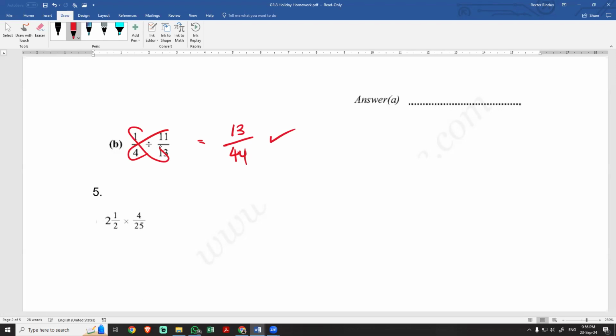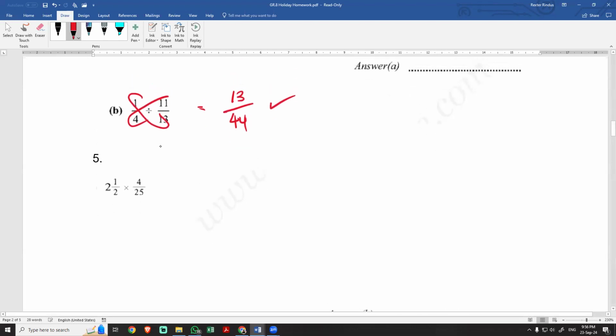Number 5 is the multiplication. Multiplication is numerator, numerator, denominator, denominator. But since this one here is a mixed fraction, you have to make it first into a proper or improper fraction. 2 times 2 plus 1, it's going to be 5 over 2 times 4 over 25. Now, you can literally multiply this to become 20 and 50.